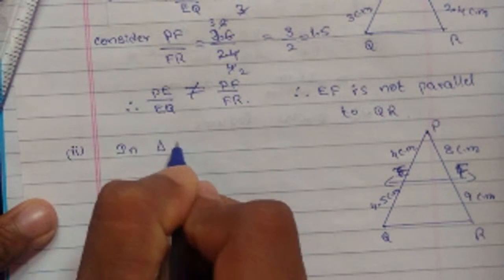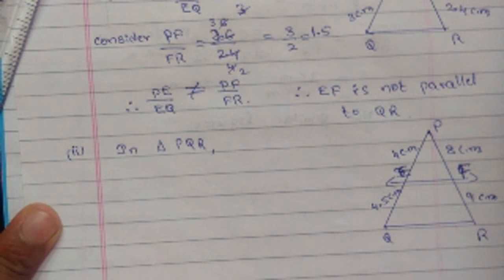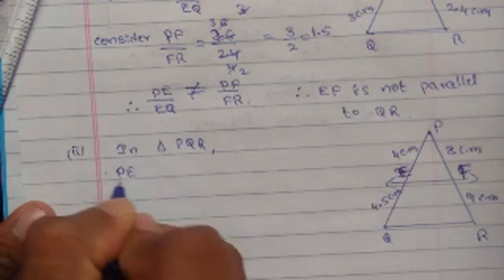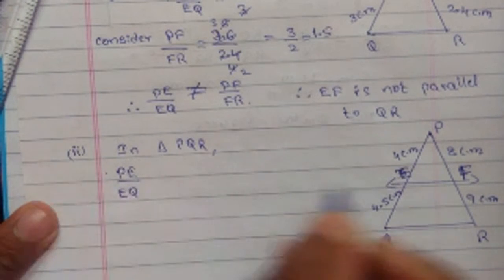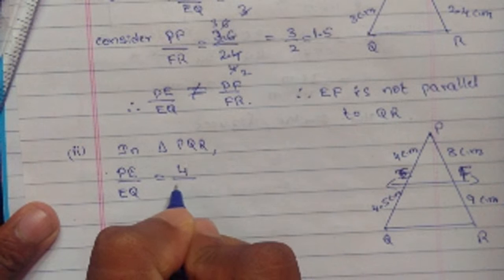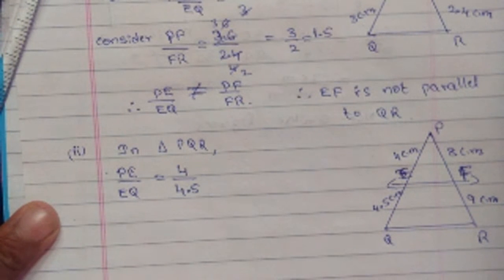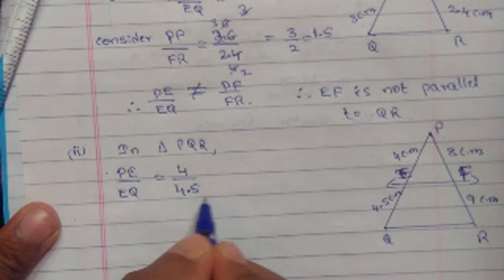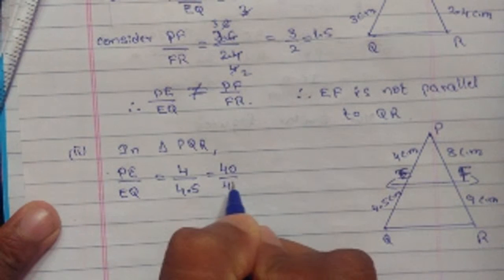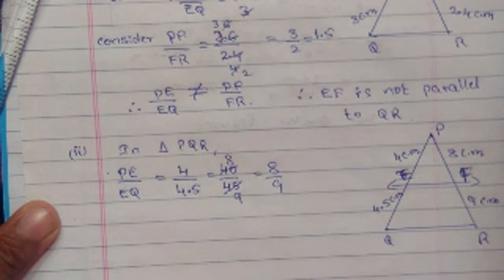In triangle PQR, PE divided by EQ, one side ratio. PE value is 4 divided by EQ value is 4.5 centimeter. So when we remove the decimal point, here 10 comes, it becomes 40 divided by 45. 5 8s are 40, 5 9s are 45, it becomes 8 divided by 9.